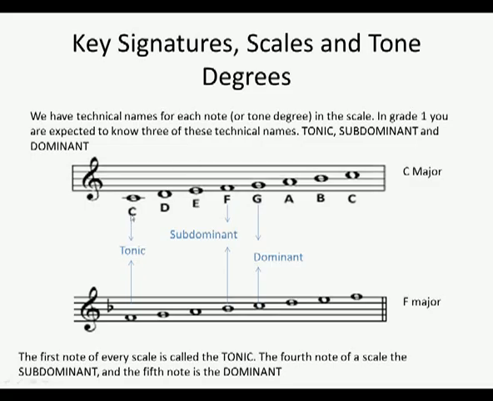Okay, once again, the first note is the tonic. The fourth note, the subdominant. The fifth note is the dominant. That was in C major. Exactly the same in any scale, whether it's F major, G major, D major. The first note is the tonic. The fourth note is the subdominant, and the fifth note is the dominant.